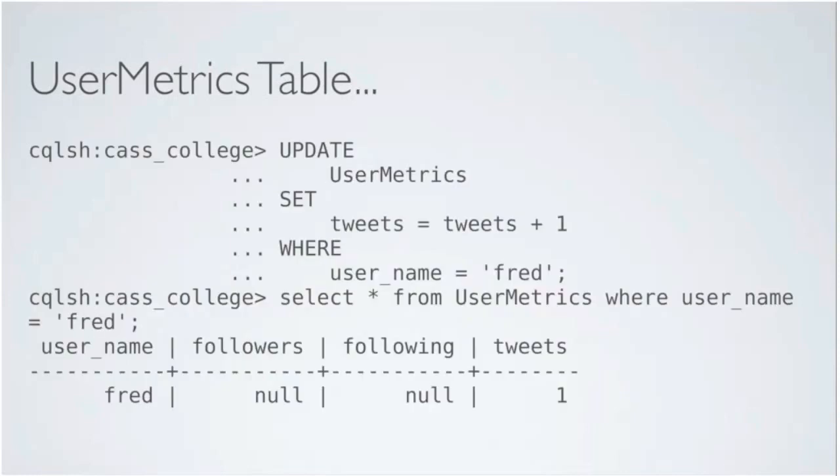We can use an update statement with a set, which is very familiar from SQL. We can just say, update the user metrics, set tweets equal to tweets plus 1, where username equals Fred. And we've updated that counter. We can increment it and decrement it, and we can increment it and decrement it by more than 1. And we can see in our select statement that we've got null back for followers and following because we haven't done anything to update them.